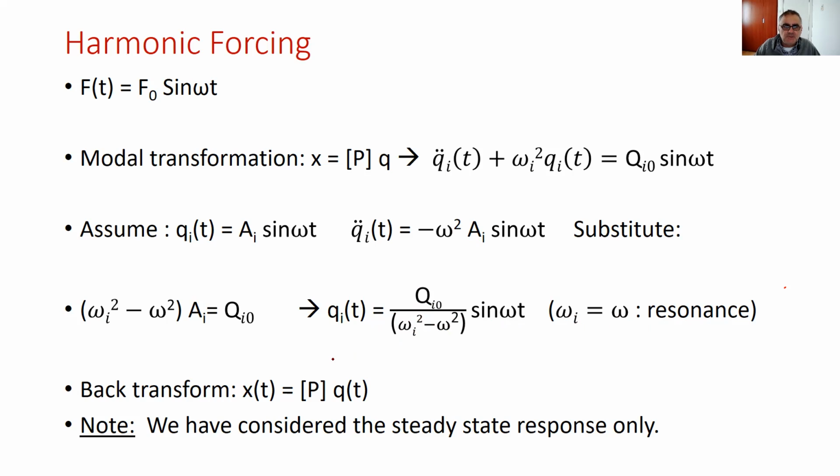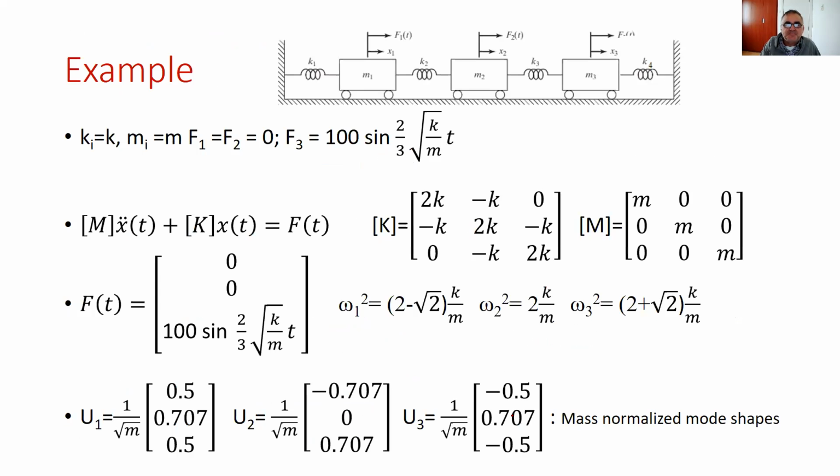The total solution is obtained from back transformation. These are the modal solutions; we have n of these, 1 to n, and you put them together. Q is all these terms put together, and x is all the physical coordinates put together. You obtain the physical solution from the back transformation, x equals Pq, that's our original relation. By the way, we have only considered the steady state response. We didn't consider the initial conditions here. The initial conditions were considered in the previous page, as you remember.